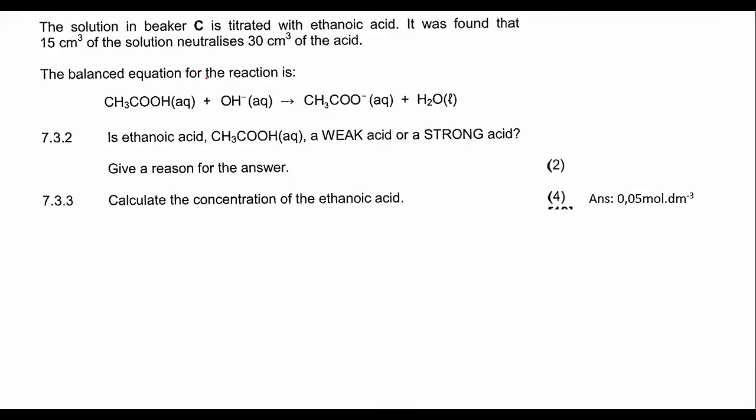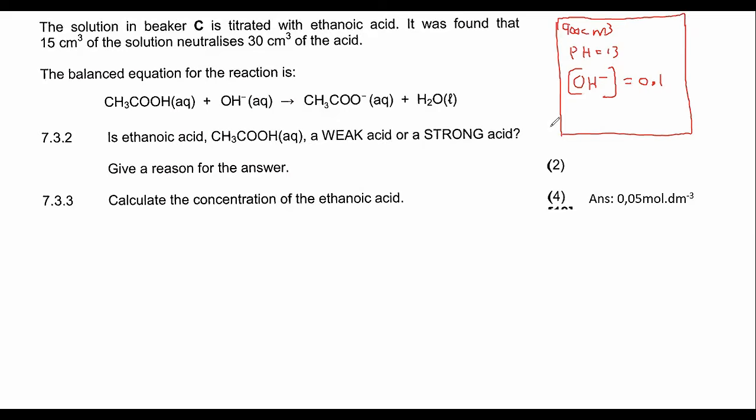We are told that the solution in beaker C. Okay. So let's just quickly remind ourselves about beaker C. Beaker C was a 900 centimeter solution with a pH of 13 and an OH minus concentration of, jeepers, I have completely forgotten. And the OH minus concentration, just in case we need that, I'm not sure, was 0.1.